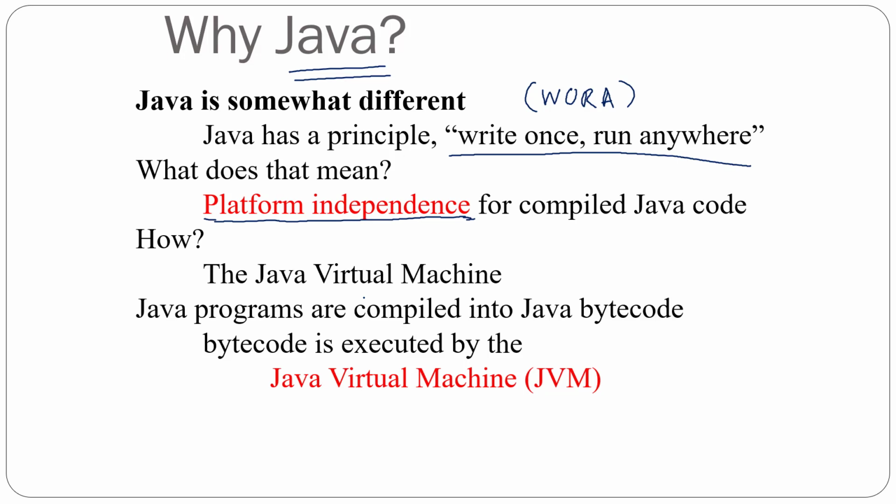The platform independence that we talk about in Java is unique to itself. You cannot have that platform independence in C or C++. Why, right? So the question is, what makes Java platform independent? Java has this feature called the Java Virtual Machine.